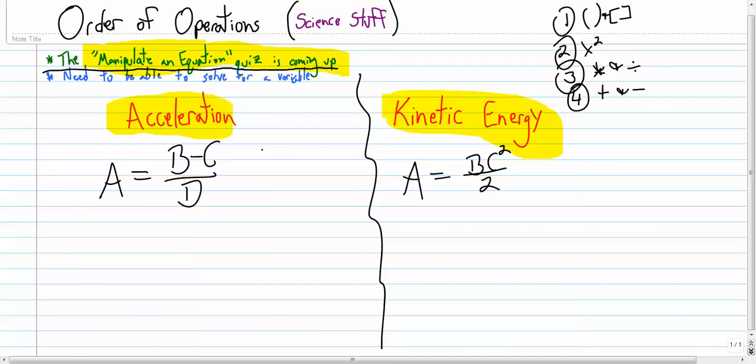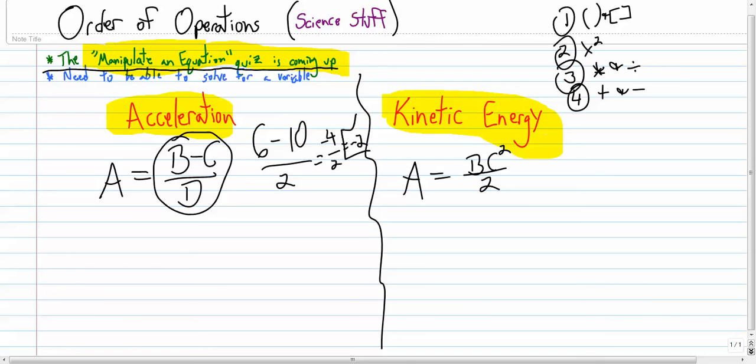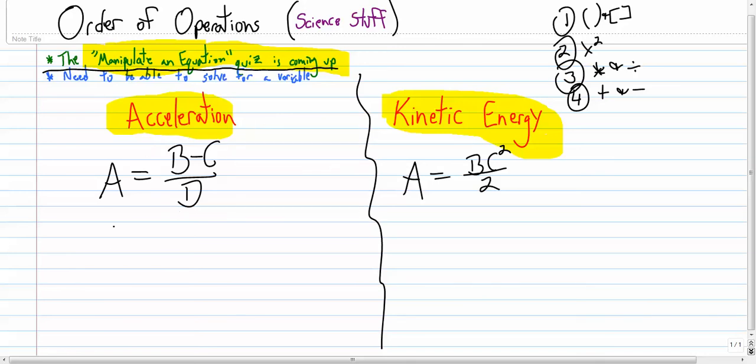Okay, so I think that if I gave students a quiz and I gave them B and C and D, like if I said B was, I don't know, 6 and C was 10 and D was 2, I think that most kids would be like, okay, 6 minus 10 is negative 4. They'd say, all right, A was negative 2. I think most kids can probably handle that okay. But I suspect that if I gave you A and B and D and said find C, get C by itself, I suspect that maybe some kids would have a hard time. So that's the main reason why I'm doing this video with you.